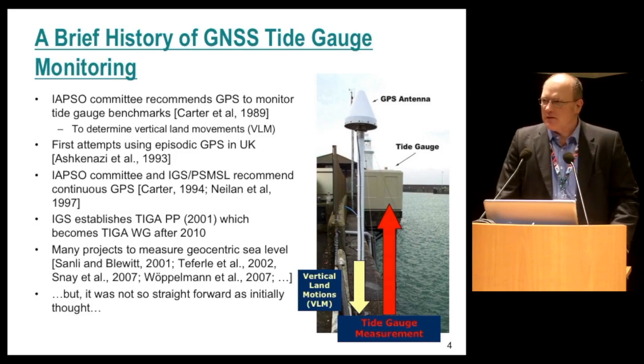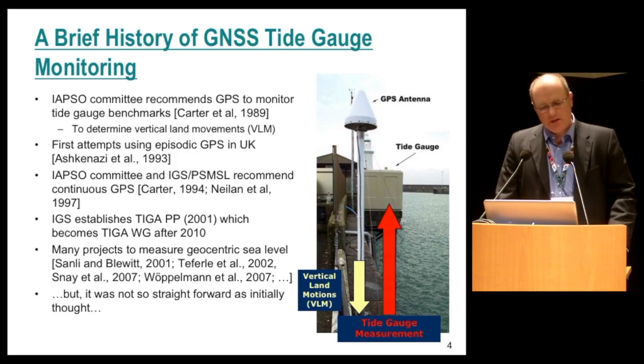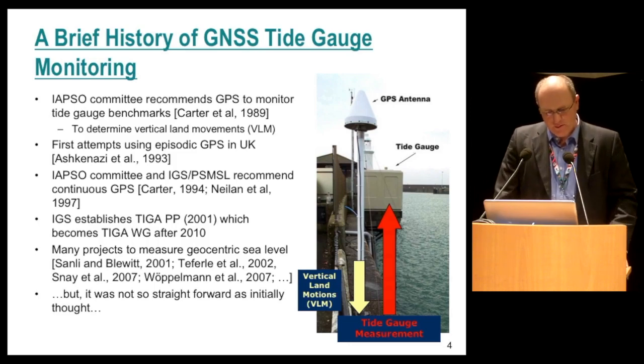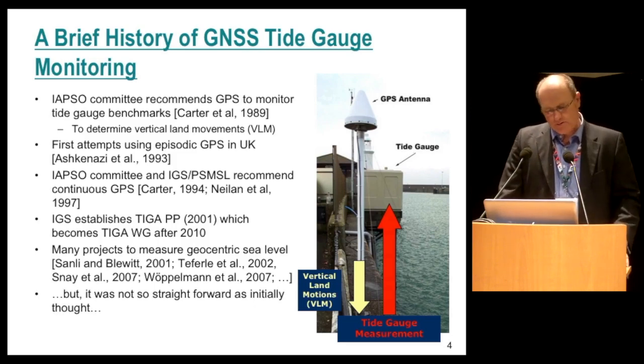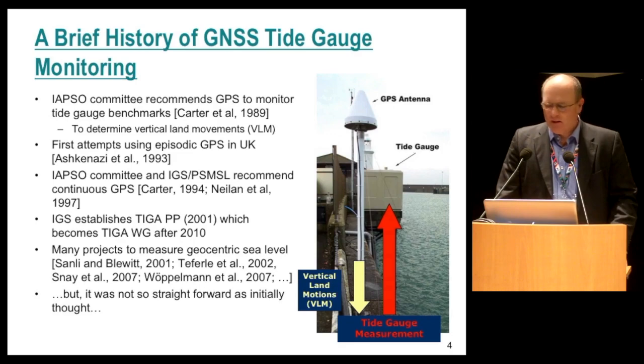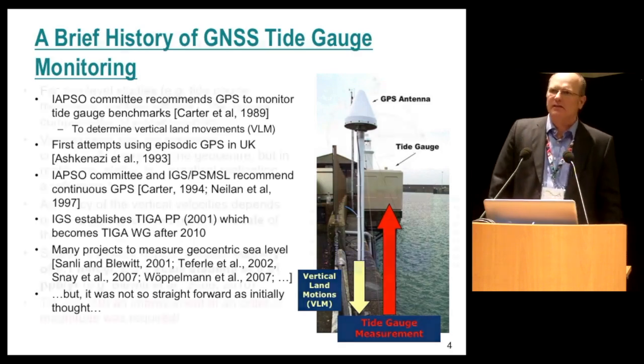Then there was the second IAPSO committee meeting, and there was the IGS PSMSL meeting. In fact, that was, I believe, the first IGS meeting at Pasadena in '97. And again, then it was suggested, in fact, continuous GPS might be the better option for doing the vertical motion monitoring. And after that, really, the ball got rolling, and lots of studies came about in the UK, in the US, and all around the world. But in the end, it turned out not to be as straightforward as initially thought.